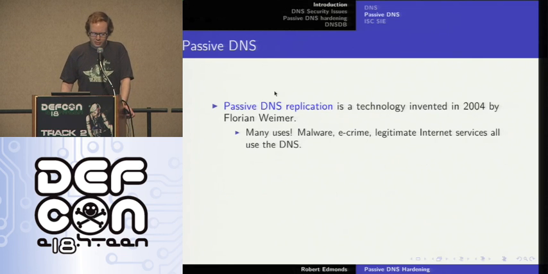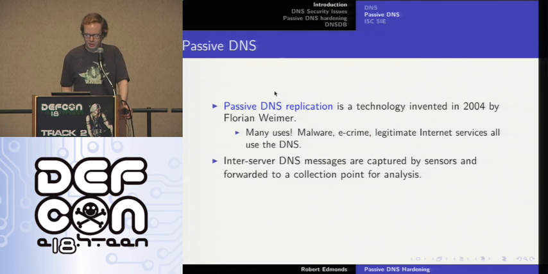So passive DNS replication was invented by Florian Weimer about 6 years ago, who found a variety of uses for the technique. And the most impressive use of that to date has been in combating malware and e-crime. Domain names are so cheap as to be basically free, but infrastructure and numbering resources are not. And the sharing of that infrastructure to host multiple e-crime campaigns makes it possible to track and link malicious uses of the DNS. And just to give one example, fast flux botnets light up the passive DNS like a Christmas tree.